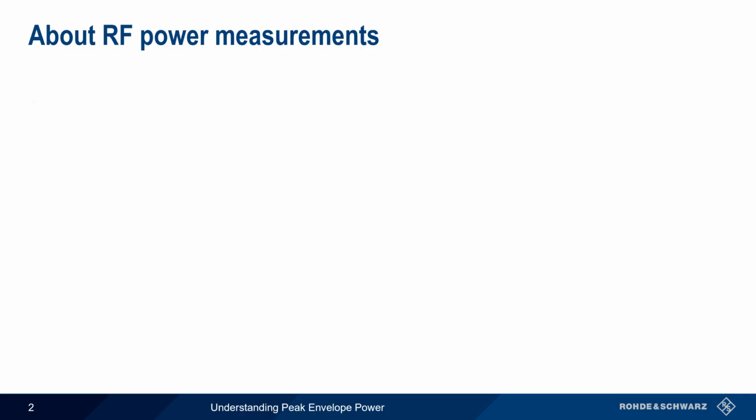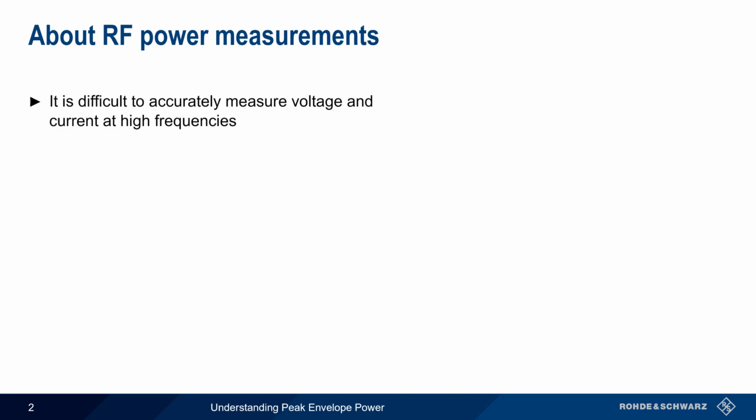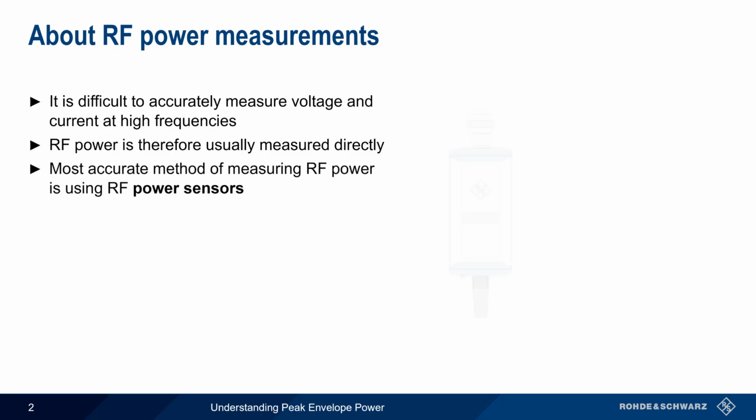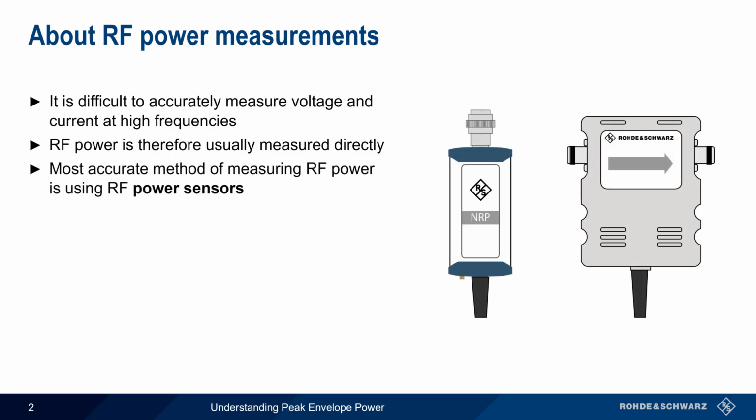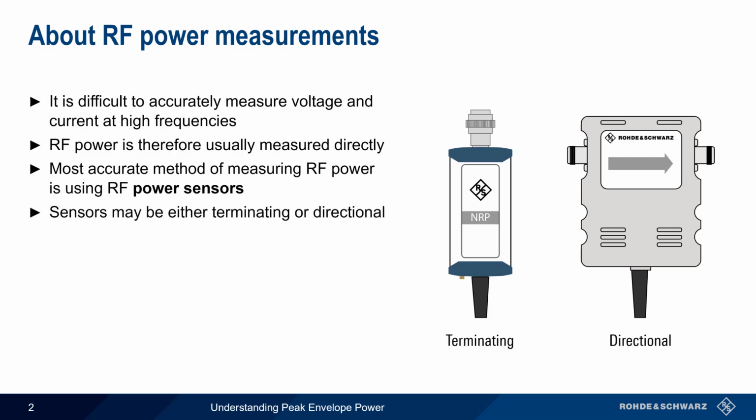Since it's very difficult to measure voltage and current at very high frequencies, RF power is usually measured directly, instead of being calculated as the product of measured voltage and measured current. The most accurate way of measuring RF power is RF power sensors. These sensors may either terminate the RF power or may be placed in line so as to make directional power measurements, that is, simultaneous measurements of both forward and reflected power.